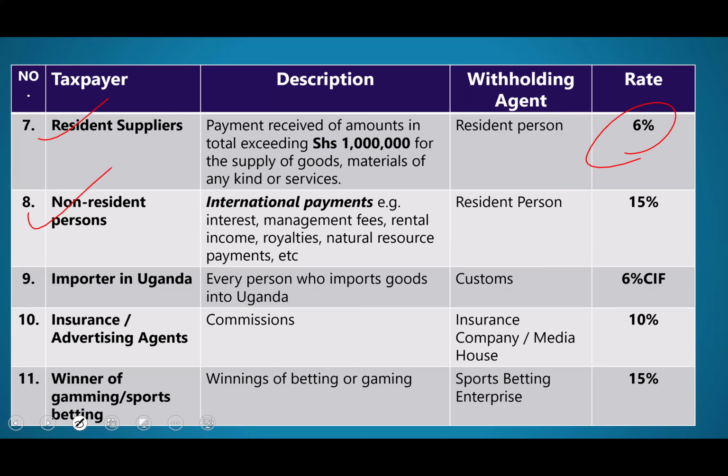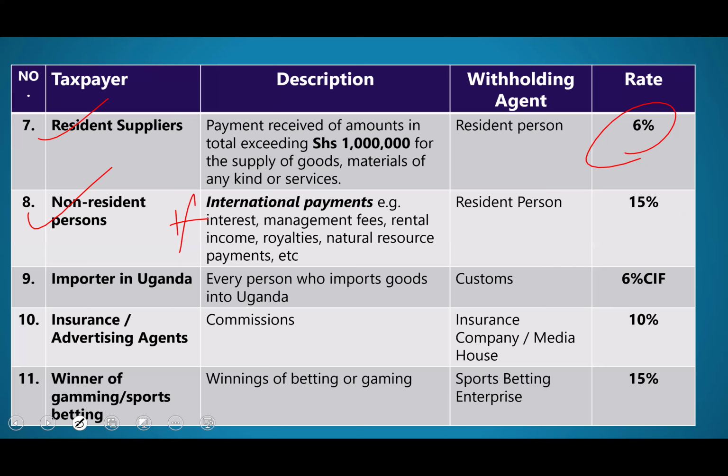Then the non-resident persons, international payments. Actually, I've already talked about this. The management fees, royalties, natural resource payments, rental income, interest. If you have a money lender from Zambia or South Africa, you're paying them interest, deduct 15%. If you have brought a motivational speaker from South Africa, you're paying them, deduct 15%.